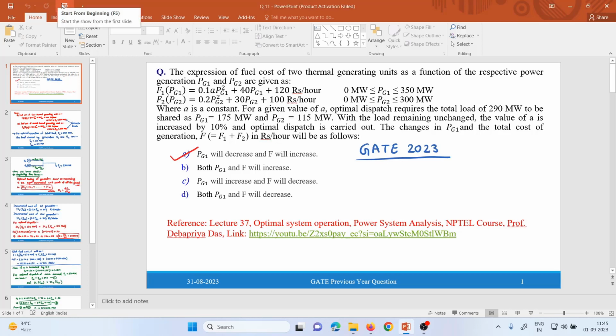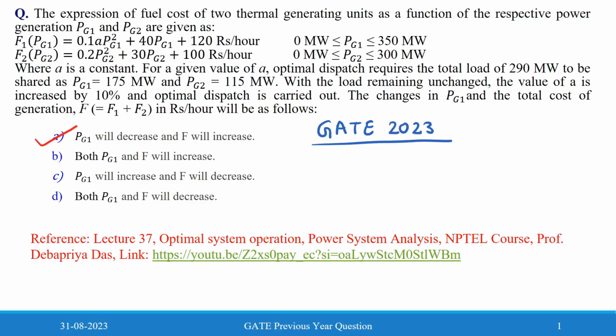This problem is from GATE 2023. This problem is asked from economic load dispatch in power systems. The question asks: the expression of fuel cost of two thermal generating units as a function of the respective power generation Pg1 and Pg2 are given as follows.